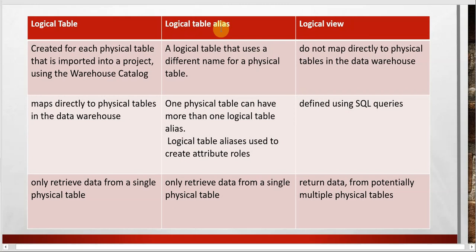Logical table aliases: a logical table that uses a different name for a physical table. One physical table can have more than one logical table, and these aliases are mainly used when we use attribute roles. That is, the same attribute like source and destination will have the same values but will play different roles in our structure. That is the warehouse. They only retrieve data from a single physical table.